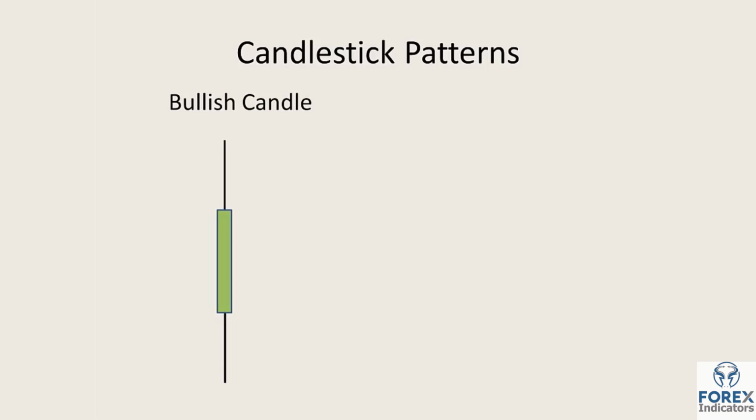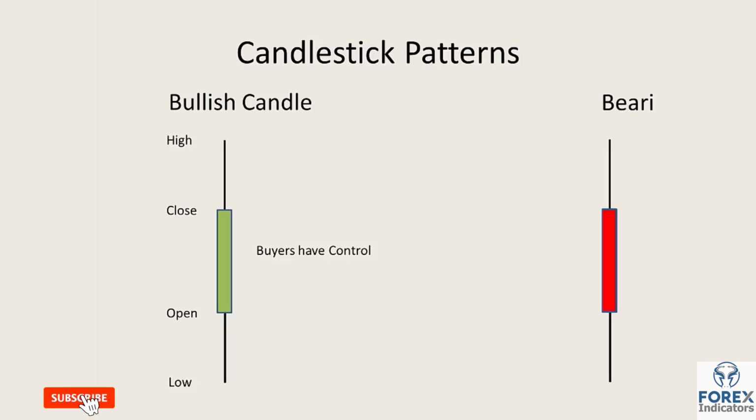Here we have a bullish candle. You'll notice now that the body has been coloured in. The common colour used in candlestick patterns is green for a bullish candle. The candle has an open, a low, a high and a close. Now the bullish candle indicates that during the time period of the formation of that candle it opened and closed higher than it opened, which gives us the suggestion that buyers have control at that particular point.